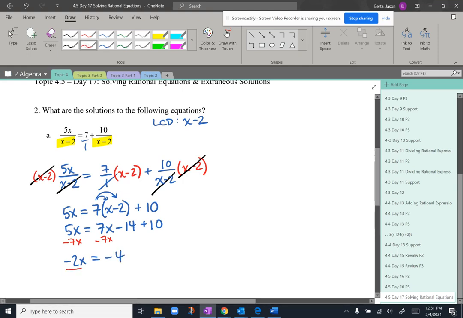I can divide both sides of this by negative 2. And when I do that, I have x equals negative 4 divided by negative 2, which simplifies to x equals 2.